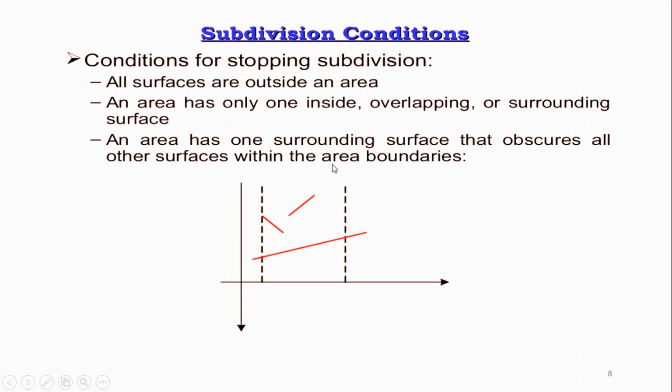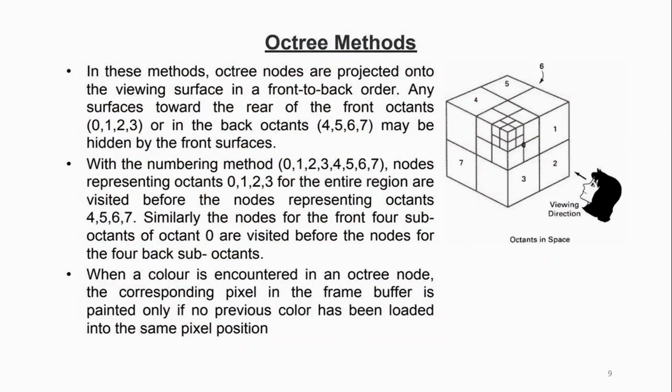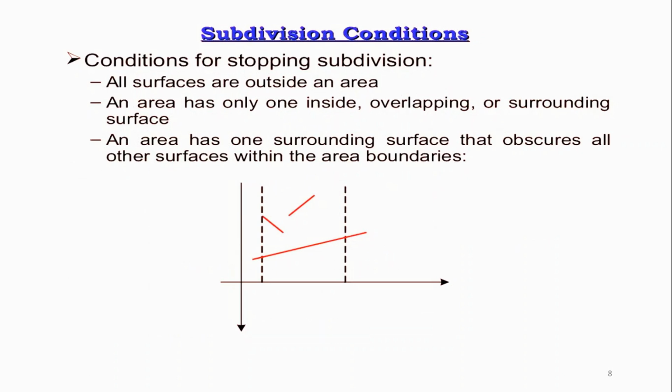The same thing is given here. If all surfaces are completely outside the area, we can stop. If the area has only one inside, overlapping, or surrounding surface, that is also possible. And if the area has one surrounding surface that obscures all the other surfaces within the area's boundary, in that case we can stop the subdivision. That is how the subdivision method works.